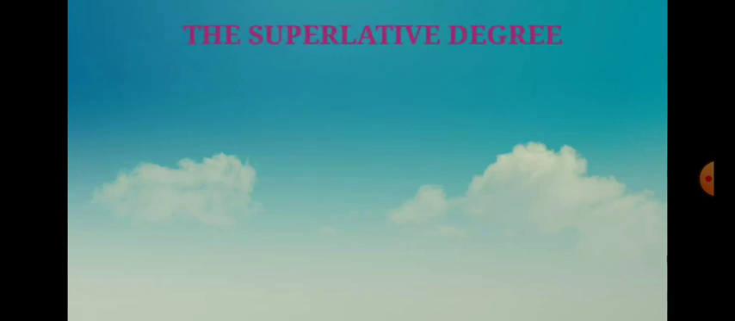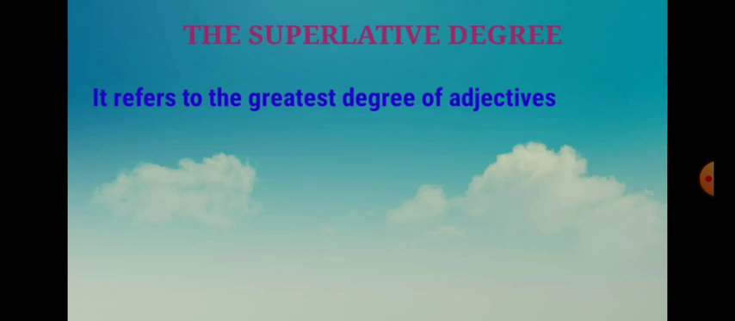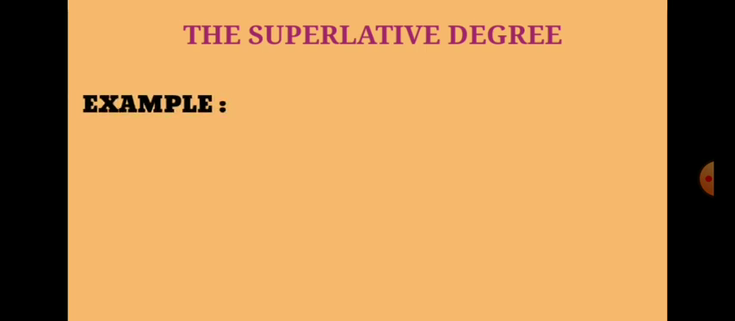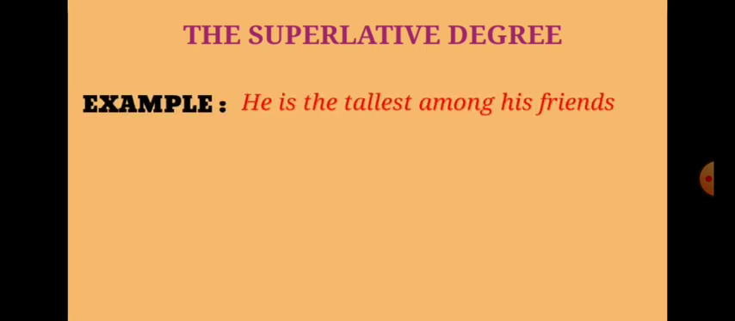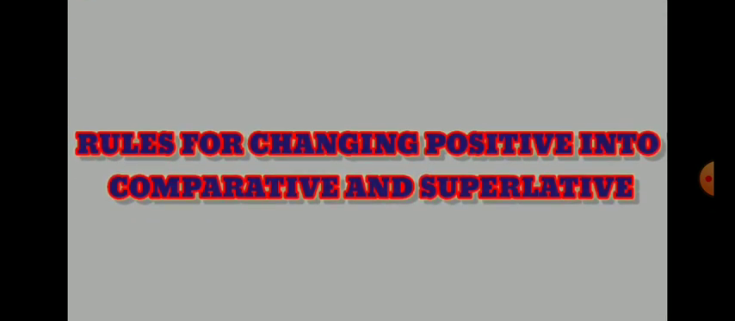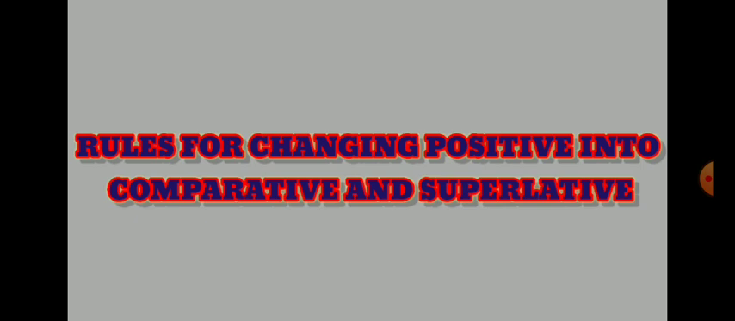The superlative degree. It refers to the greatest degree of adjective. It is used to compare more than two objects, people, and places. For example, he is the tallest among his friends. In this sentence, tallest is the superlative degree because many are compared here. Let us see the rules for changing positive into comparative and superlative.